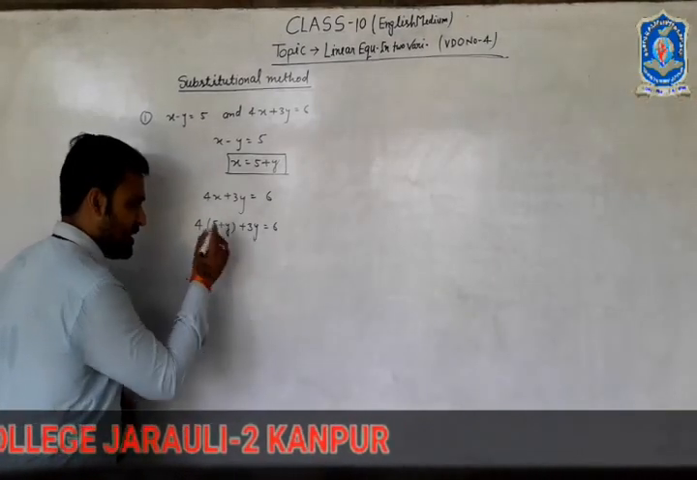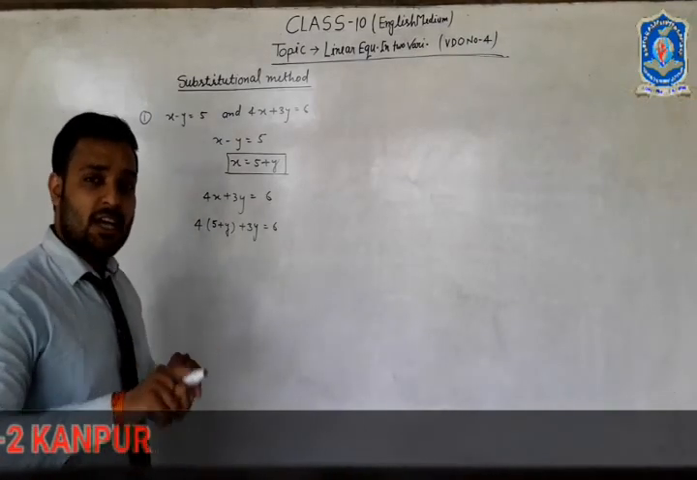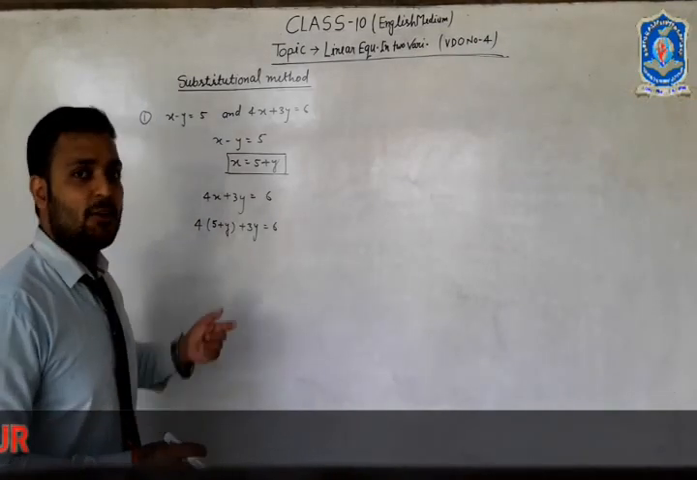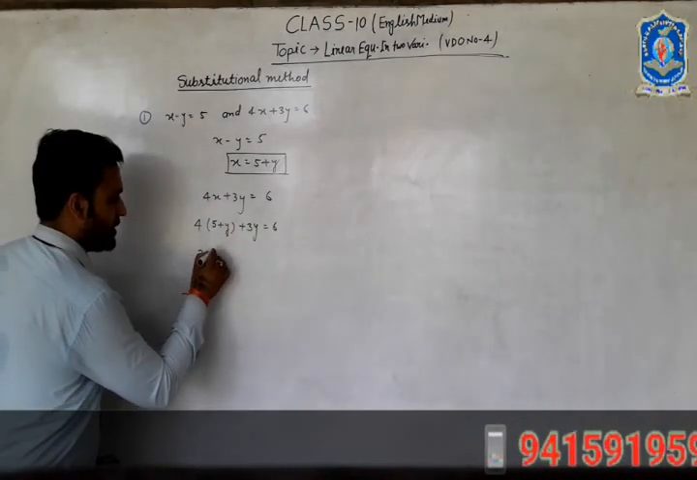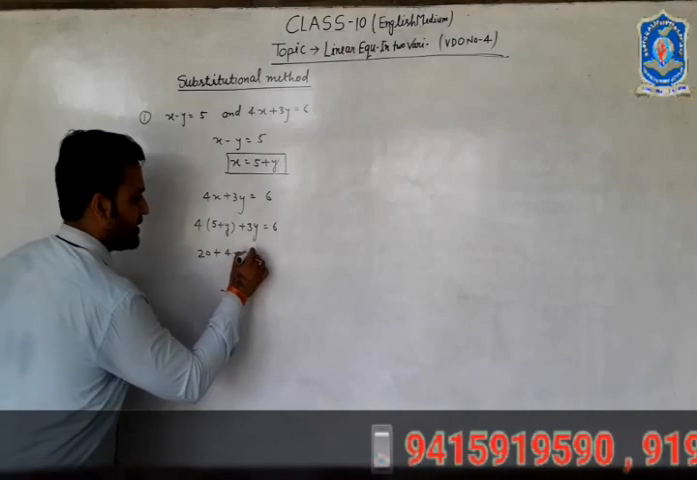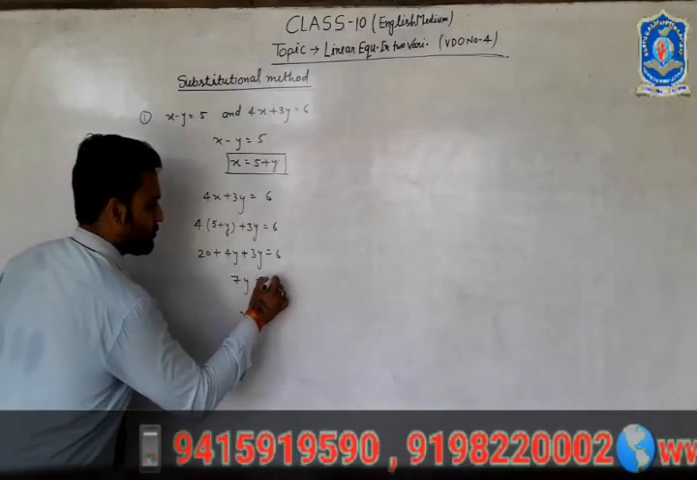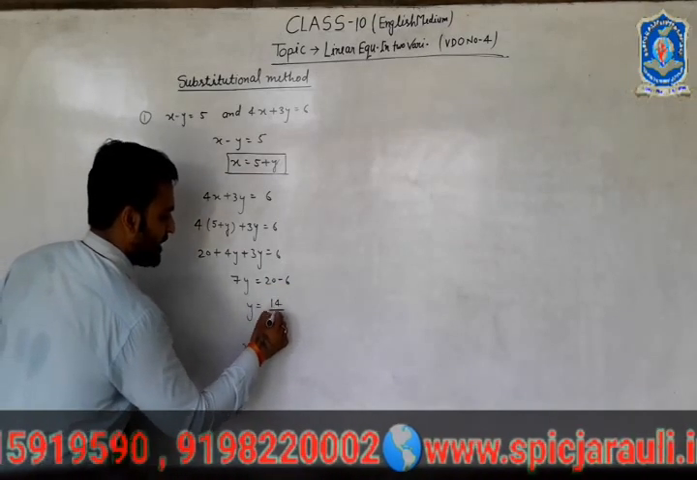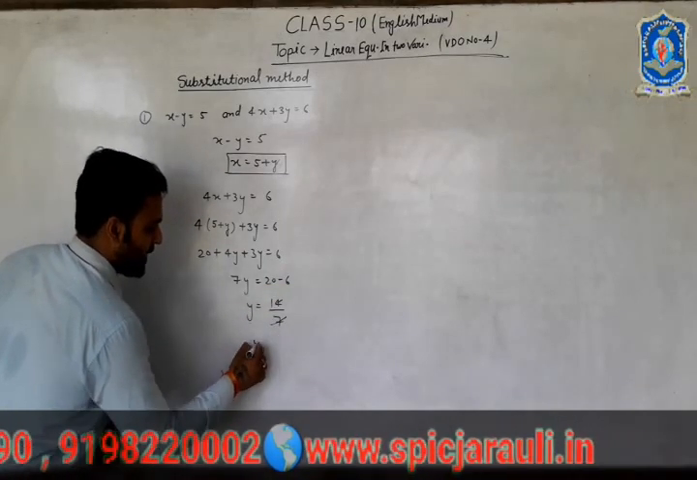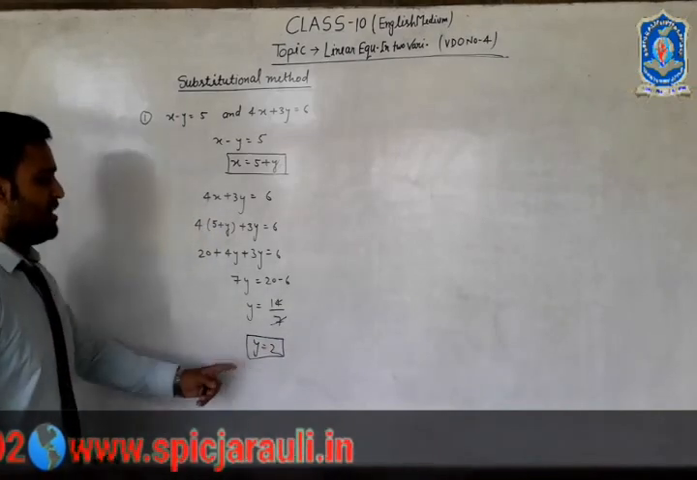This equation is only in terms of y, not x, because we have substituted the value of x in the second equation. Multiply: 4 fives are 20, 4y plus 3y is 7y, so 20 plus 7y is equal to 6. 7y is equal to 6 minus 20, which is minus 14, so y is equal to minus 14 by 7, y is equal to minus 2. Finally we have got the value of y.